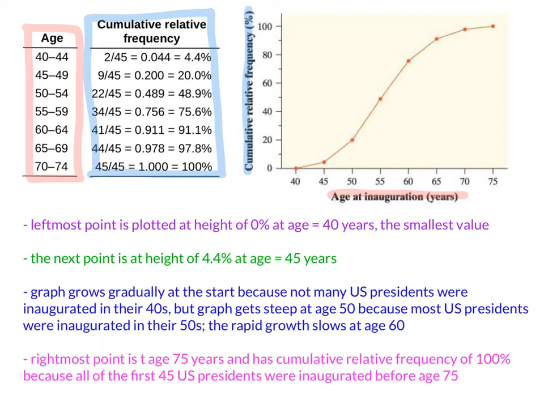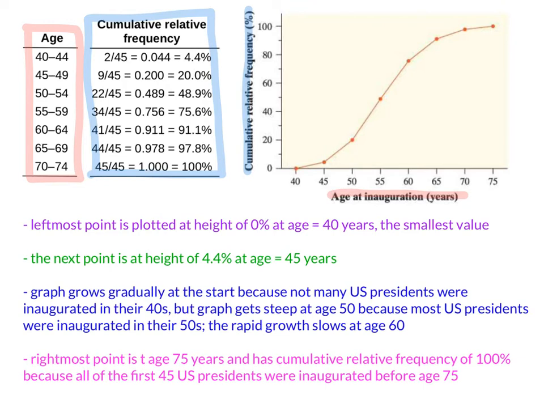So 40 years is the youngest value. And so the next point is at a height of 4.4%, right? Because that's what we got for our cumulative relative frequency. And that means that the next age is 45, right? So 45 cumulatively is, there are 4.4% of presidents that were inaugurated younger than age 45.